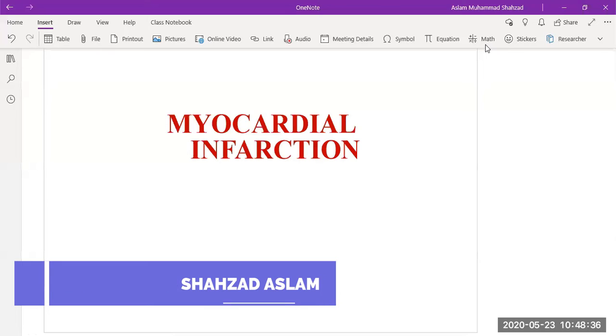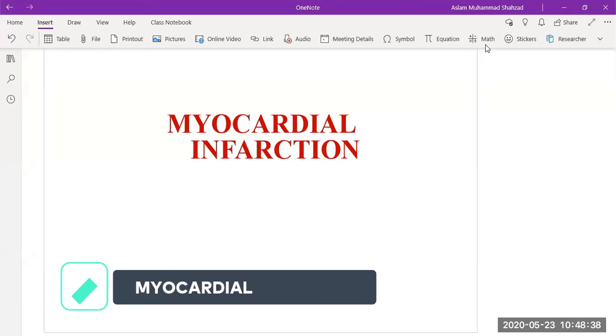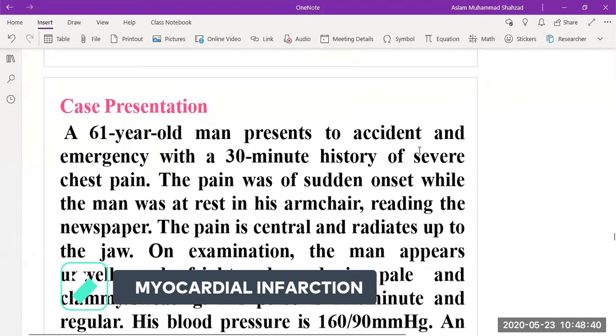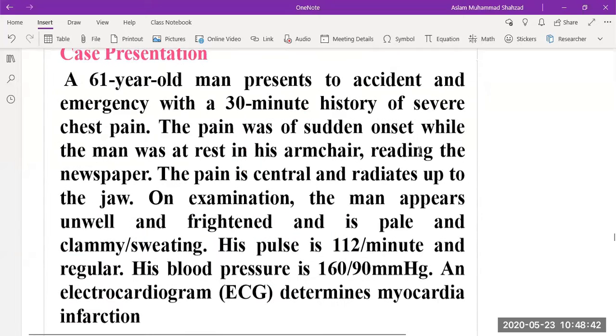Today we are going to discuss myocardial infarction, and I am giving you a case presentation of a 61-year-old man who presents to accident and emergency with a 30-minute history of severe chest pain. The pain was of sudden onset while the man was at rest in his armchair, reading the newspaper. The pain is central and radiates up to the jaw.